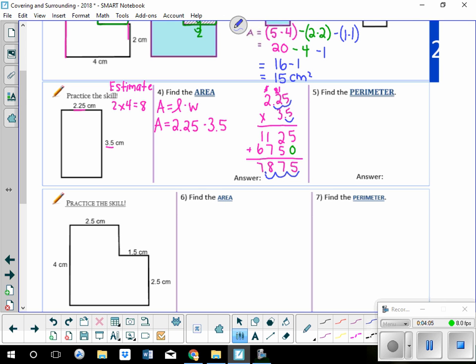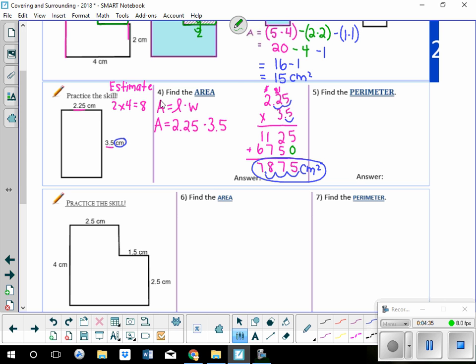Okay, we are not finished because we also need our label here. This is area. Our units were centimeters. So we have 7 and 875 thousandths centimeters squared. Let's go ahead and circle that. Okay, so for our work today, we have our drawing, we have our work, and then we have our answer clearly circled. Okay, the next thing we need to work on is finding the perimeter.